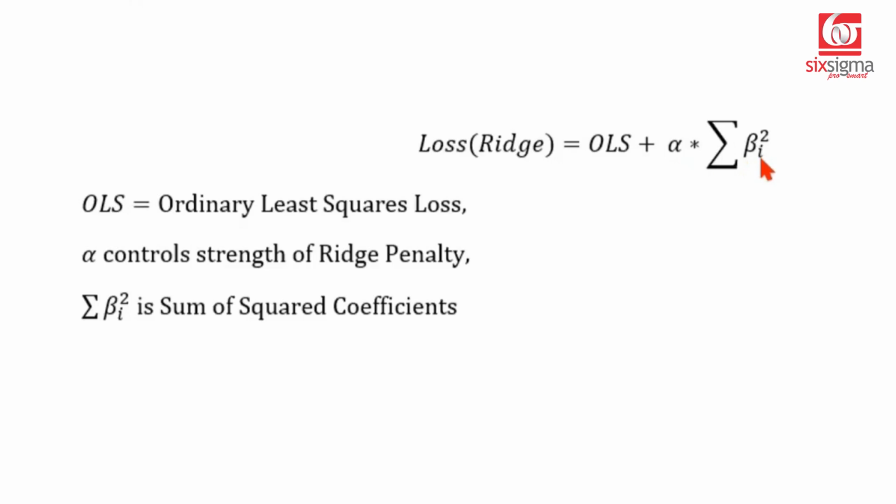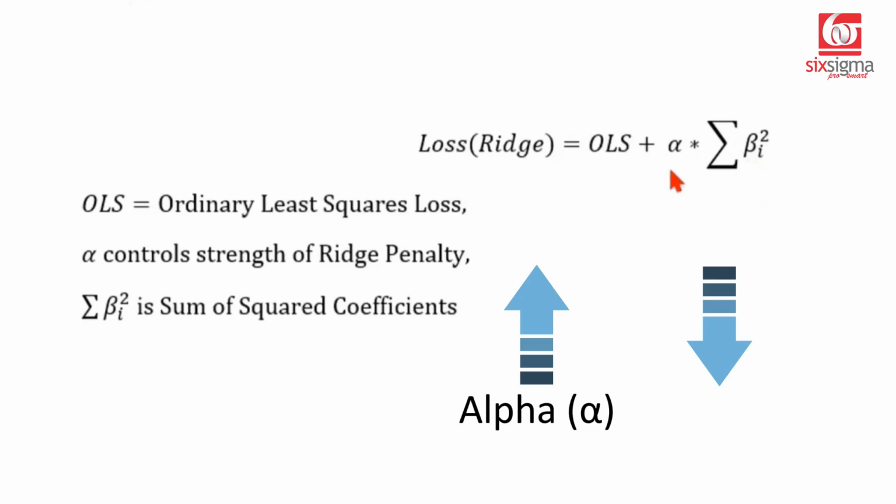These are the squared coefficients added up. Note, this does not include the intercept. It is only representing the coefficients associated with the variables. So what would happen? We are adding an additional penalty. The relationship between alpha and these coefficients is such that if alpha goes up, the coefficients would go down. And if alpha goes down, the coefficients would go up.